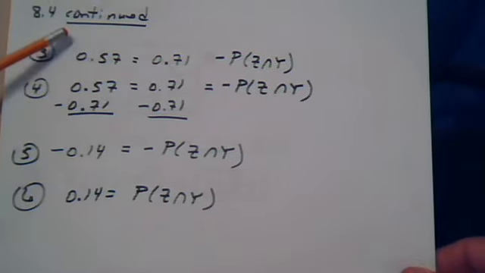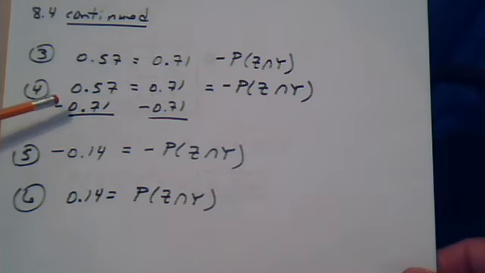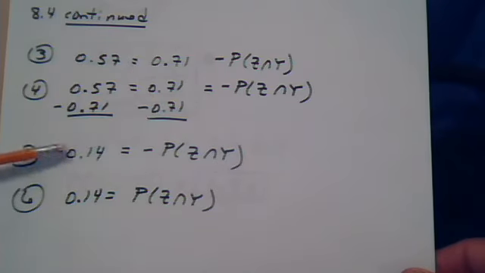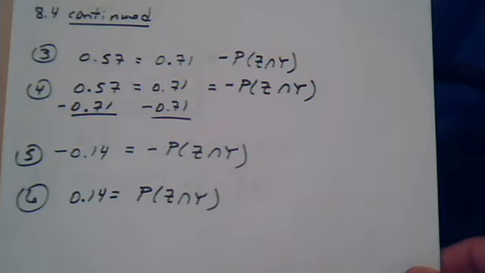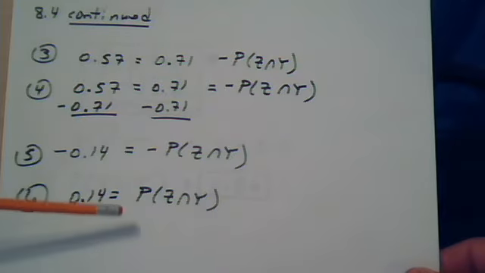So you move the 0.71 by subtracting, just do it on the other side. It cancels here. So this is what we have so far. You could cancel the negatives with a multiplication of -1 or division of -1. And finally, we know what the intersection is worth. It's worth 0.14.